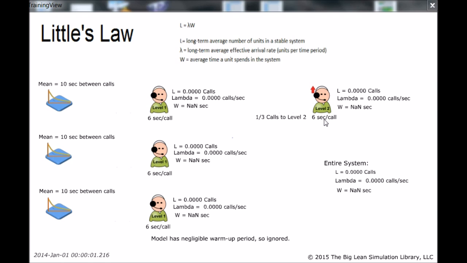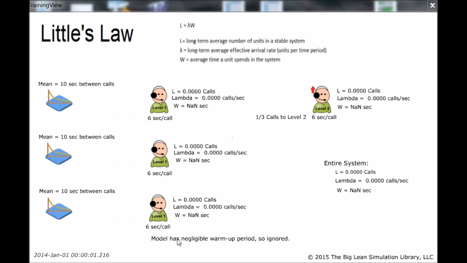Now when we test Little's Law, keep in mind L equals lambda W. L is the long-term average number of units in a stable system. Lambda is the average effective arrival rate. And W equals average wait time the unit spends in the system. So with that, note that Little's Law says a stable system.